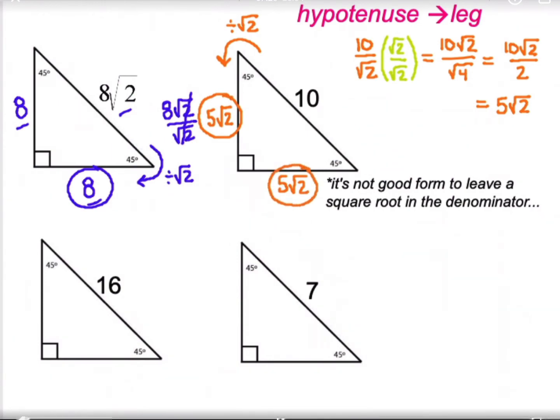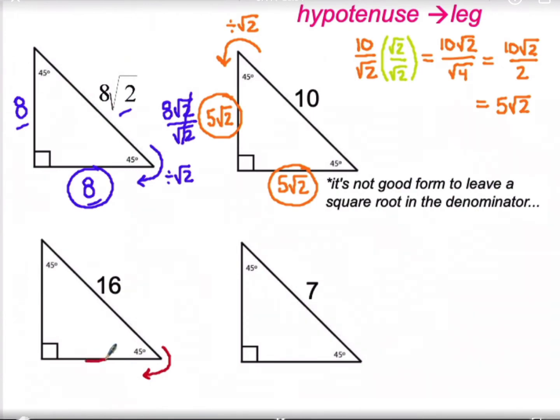And we could double check that. If we took the length of the leg times the square root of 2, we should get 10. I think we should practice another one. If our hypotenuse is 16, how do we find the leg? You might want to remember this like this.